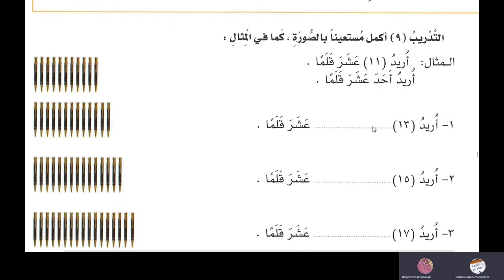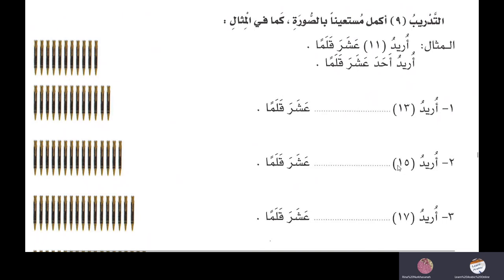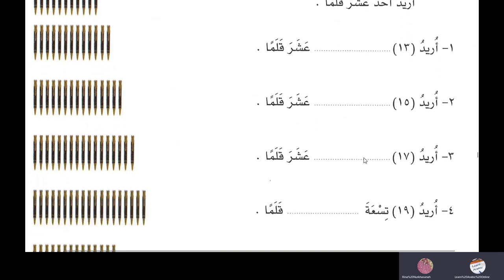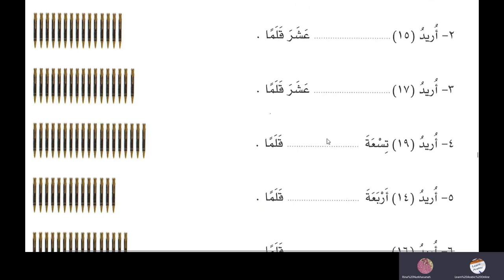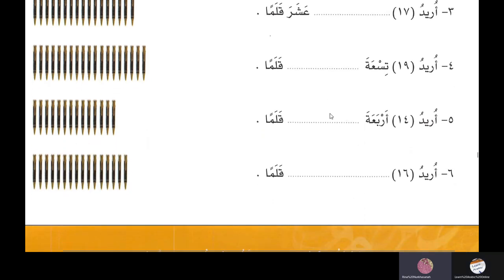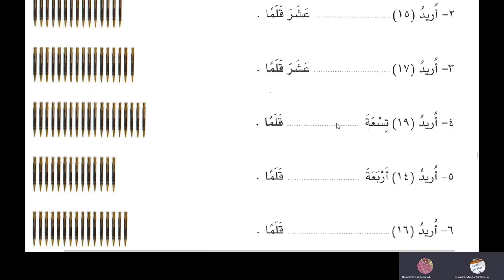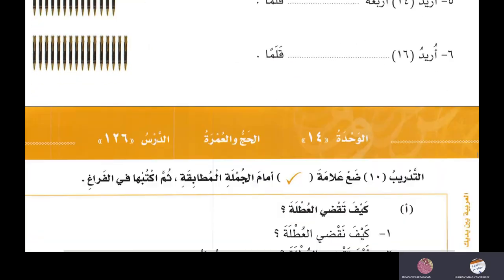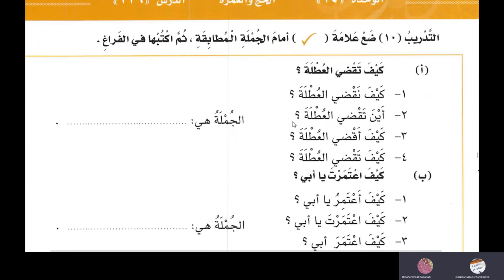Exercise nine: complete using the pictures as in the example. So you'll write these numbers here in the form of words. Like here 11 you see, so you write ahada ashara. Here you see 13, so you will say thalathata ashara kalimatan, khamsata ashara kalimatan, sab'ata ashara kalimatan. Like this you will fill these blanks, okay? Then leave this question.